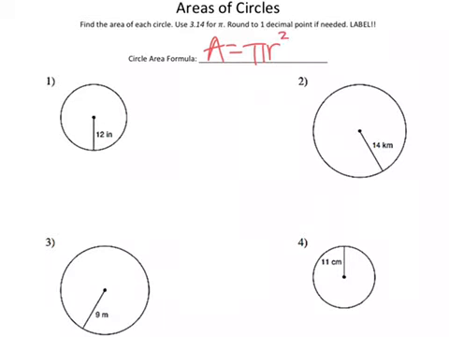So we find out what r is and we square it. Then we multiply it by 3.14. Remember, we are using 3.14 for pi, not the pi button on a calculator, but 3.14.